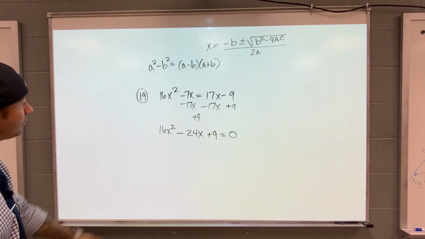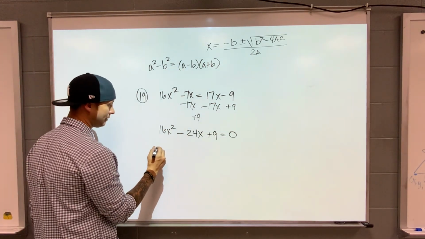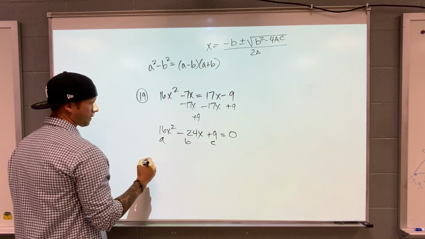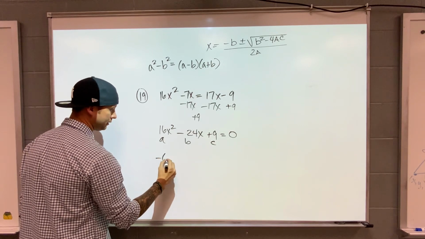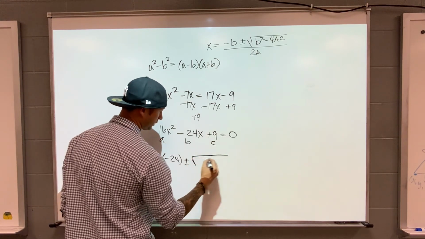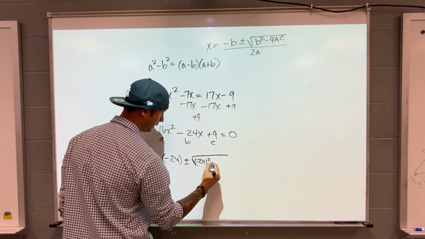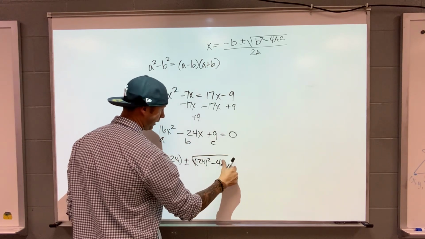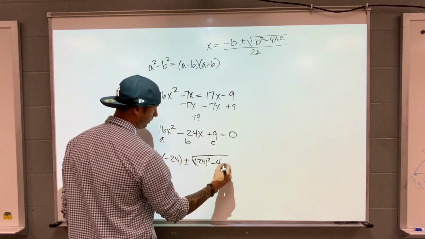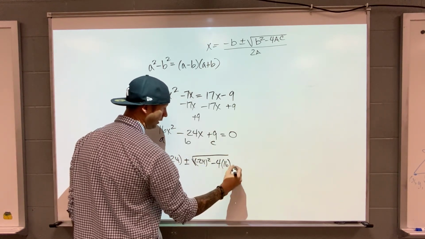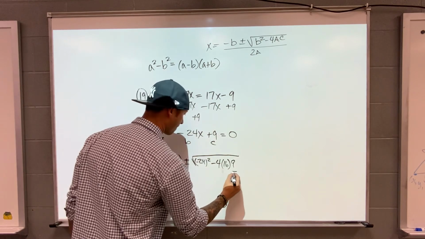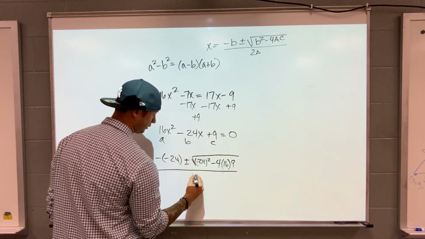Okay, giving it enough thought. Quadratic formula, don't waste any time. So a, b, c. Okay, this is going to be negative negative 24 plus or minus square root of negative 24 squared minus 4a, which is 16, and then 9. Okay, all over 2a, 2 times 16.